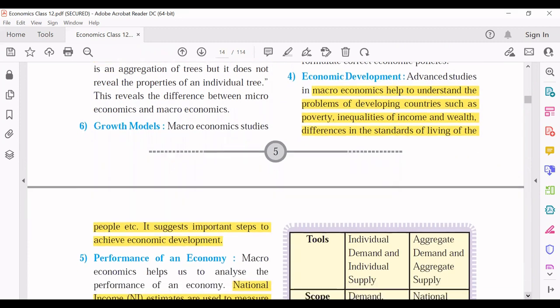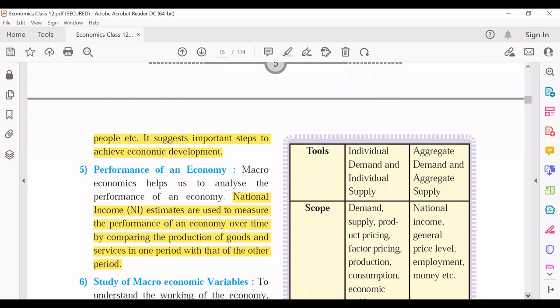The fifth one that we see over here is rating the performance. The performance is measured on the basis of national income, which is an estimate of the value of goods and services produced in a country. With this, we can compare the national income between different periods and get to know how well the economy is performing year after year.